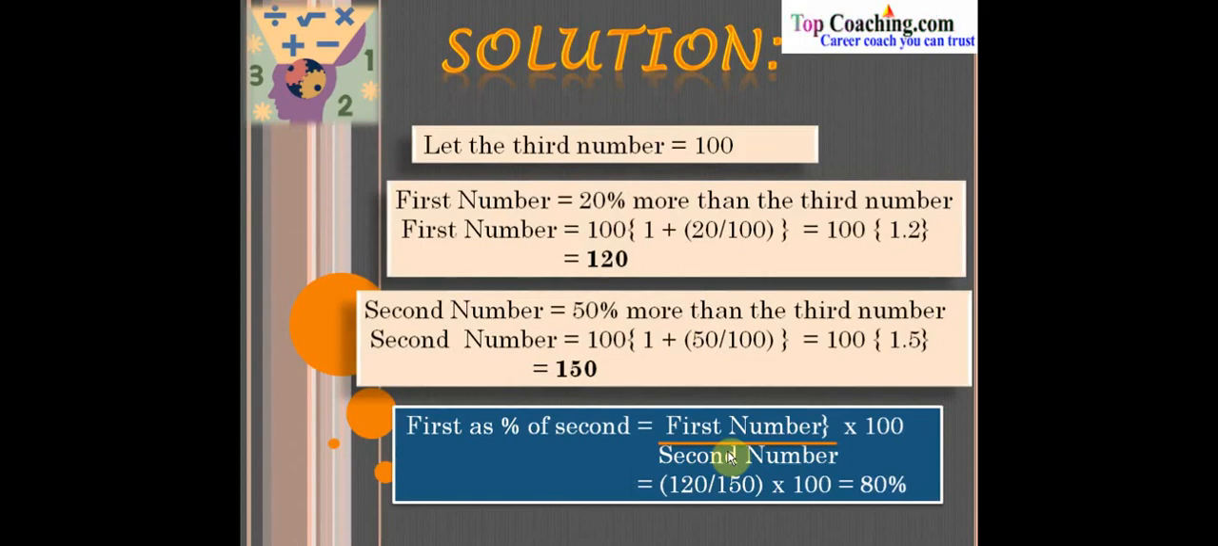In many of the problems on percentages, we take the assumption to be 100 because it makes the problem very easy. Doing calculations with 100 becomes very easy. So that is why we assume the value to be 100 at times.